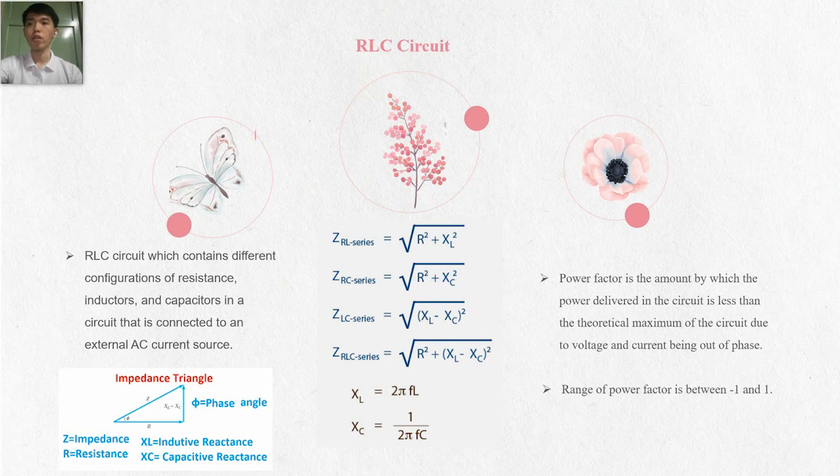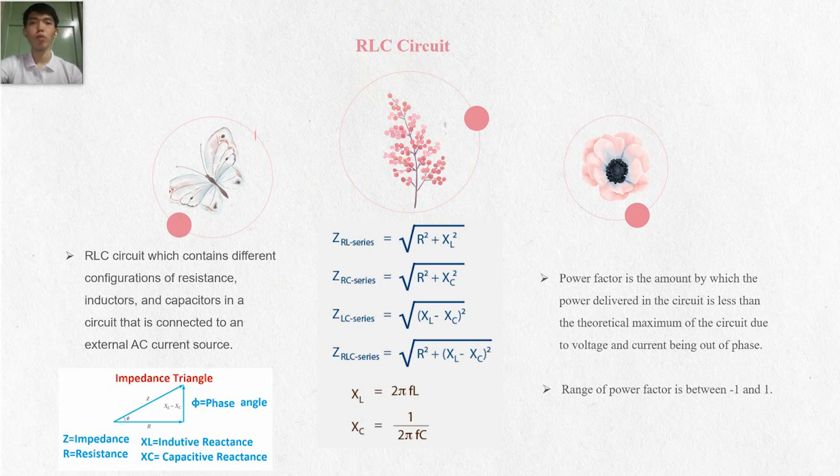In a circuit that is connected to an external AC source, the picture on the left below shows the impedance triangle. We can use this triangle to find the impedance. Then in the middle of the slide, we show the method to find the impedance in RL series, RC series, LC series, and RLC series.